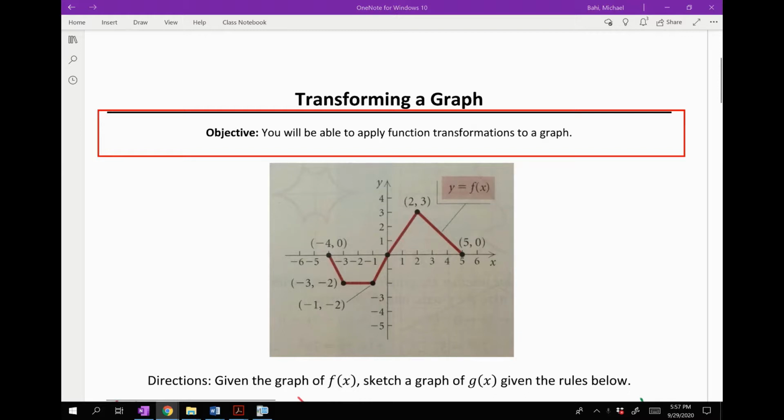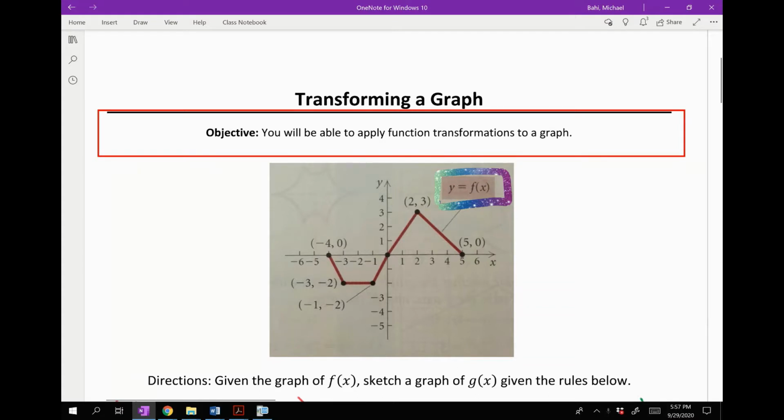This video is to show you how to transform a graph, just given a random graph, as you can see with this really random thing. This graph is called f of x, as you notice here. So y equals f of x.